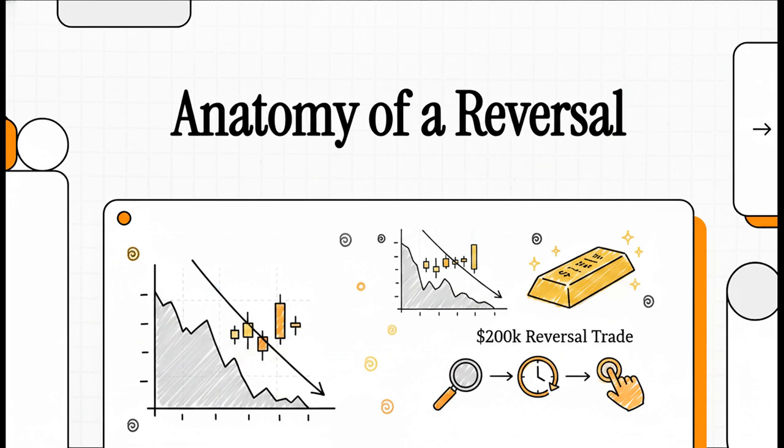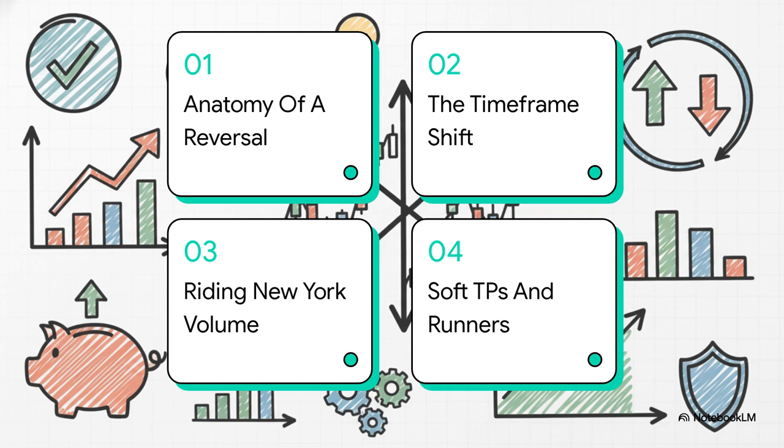We're going to reverse engineer this exact day 9 gold trade breakdown step by step. We'll show you exactly how to spot, time, and execute these high-probability setups without getting faked out by all the market noise. Here is our roadmap for the explainer. First, anatomy of a reversal. Second, the time frame shift. Third, riding New York volume. And fourth, soft TPs and runners.